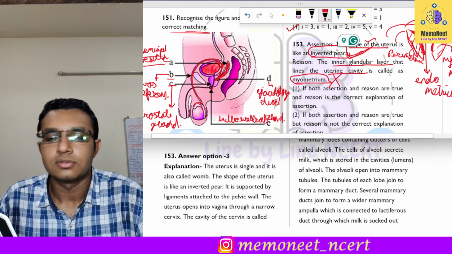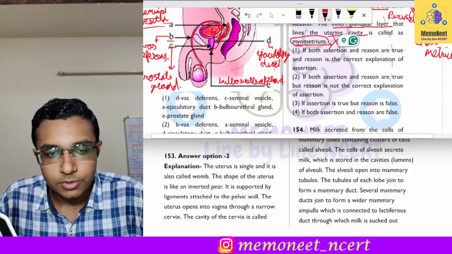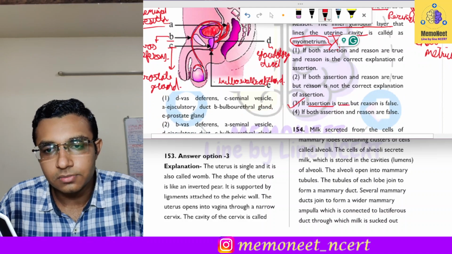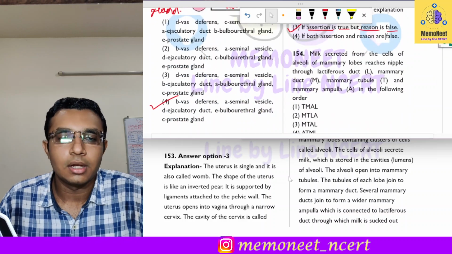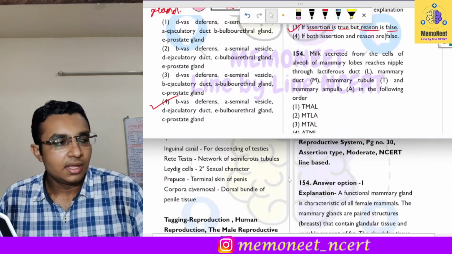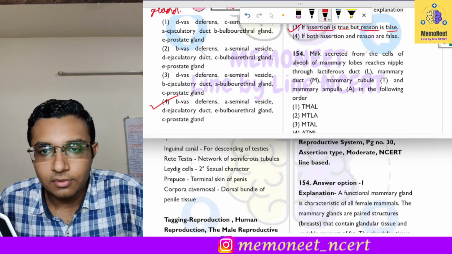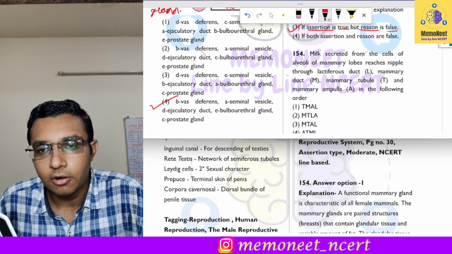So the reason is incorrect. So here the correct answer will be option 3, that is the assertion is true but the reason is false. I hope you are clear with this question. Now moving on to the next question, that is question number 154. Now see, question number 154 is about the milk secreted from the cells of alveoli of the mammary lobes.